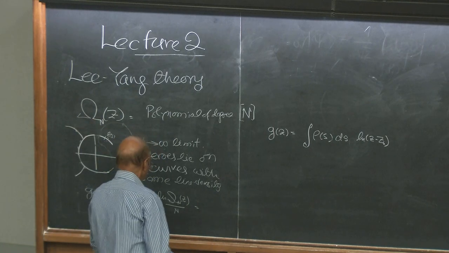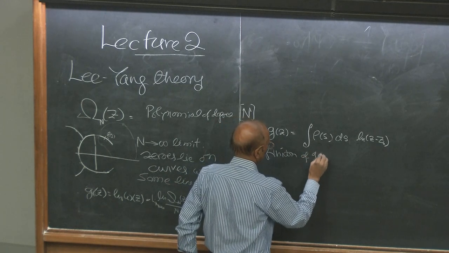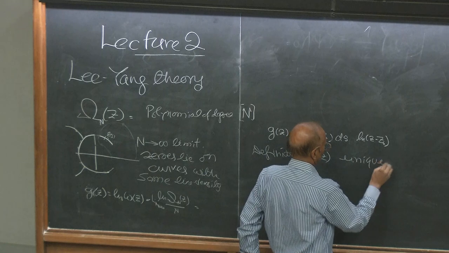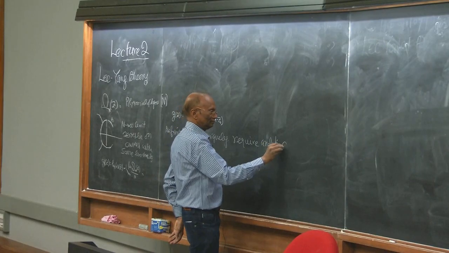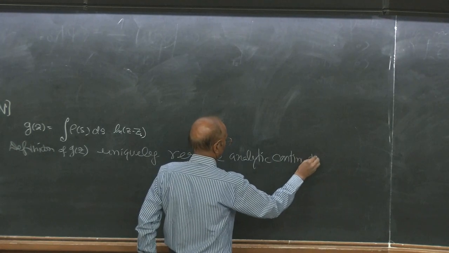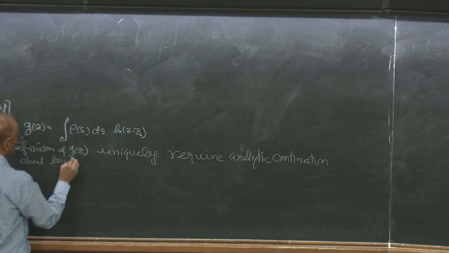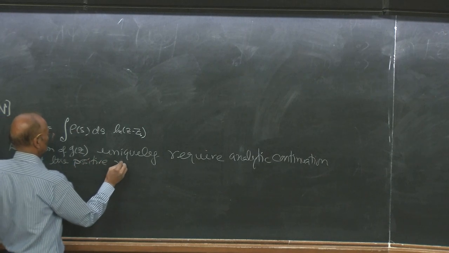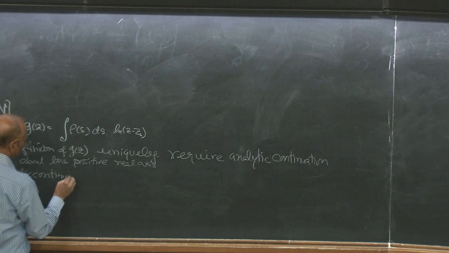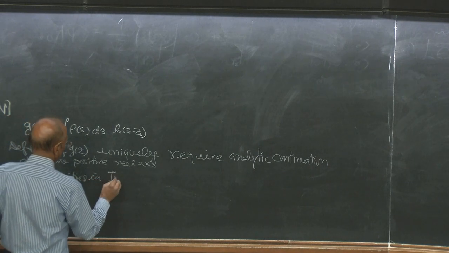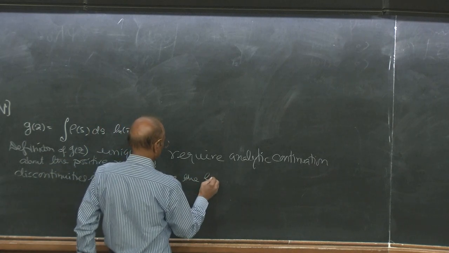Okay, so that is the definition of g of z. It uniquely requires analytic continuation about the real axis, positive real axis. And then there are discontinuities in imaginary part of omega of z along the lines of zeros.